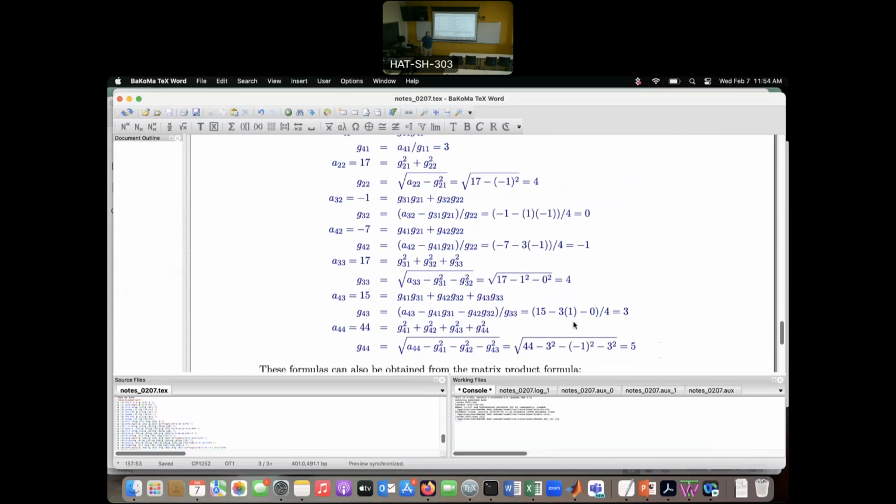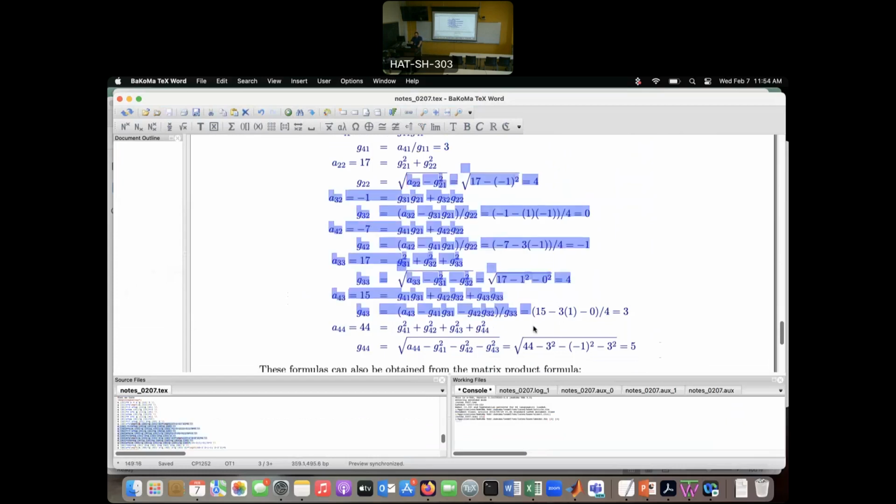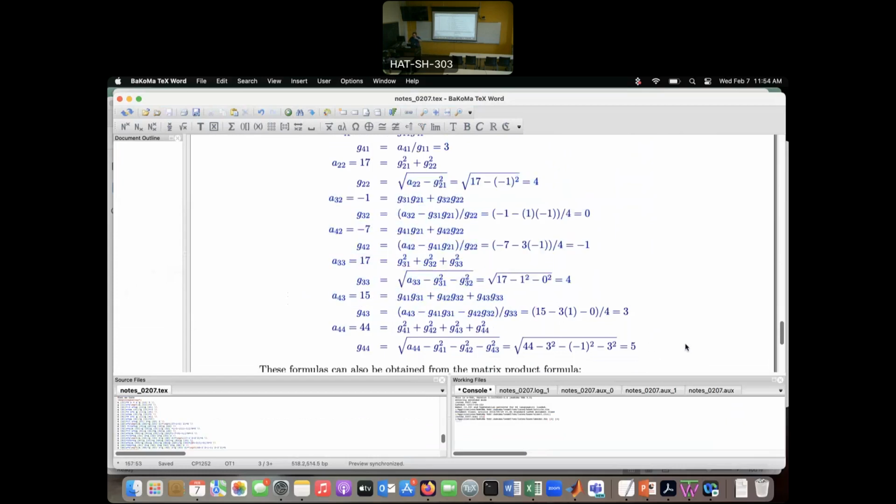So you can see how by equating entries, you can figure out how to solve for everything. And you could fashion together an algorithm from this. Are there any questions about how that unfolded?